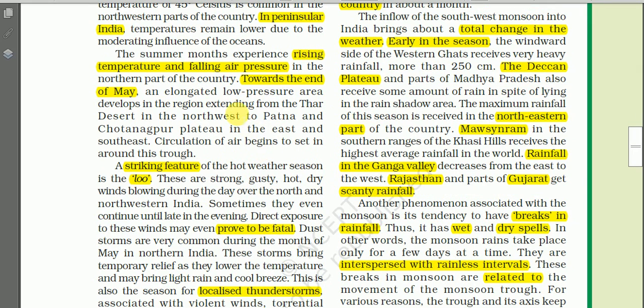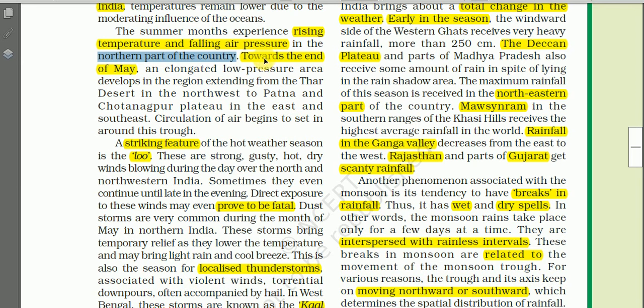Let us continue. The summer months experience a rising temperature and falling air pressure in the northern part of the country. During this summer, temperature increases and pressure decreases. And towards the end of May, an elongated low pressure area develops in the region extending from the Thar Desert in the northwest to Patna and the Chotanagpur Plateau in the southeast.